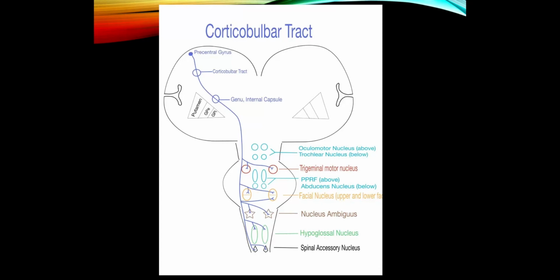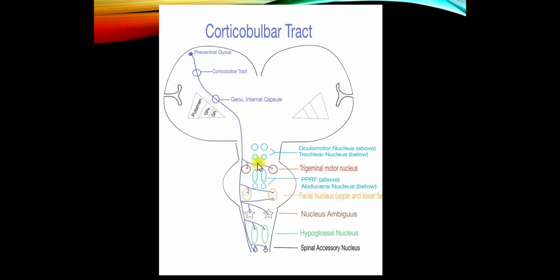Okay, so just a reminder on the corticobulbar tract. So this travels right along with the corticospinal tract, so originates in the precentral gyrus, travels through the genu of the internal capsule, and so it's supplying the lower motor neurons in the pons and in the medulla. So the trigeminal motor nucleus for chewing and so on, the facial nucleus, nucleus ambiguus, remember motor for 9 and 10, swallowing, talking, hypoglossal nucleus, spinal accessory nucleus. So it's really just the corticospinal tract, all right, but it's specialized for the brainstem.